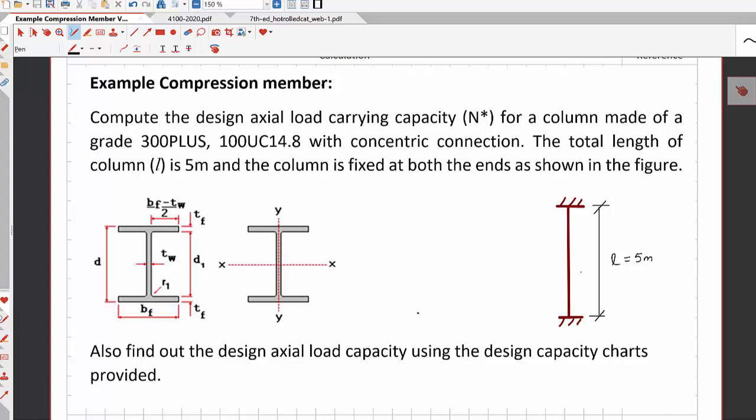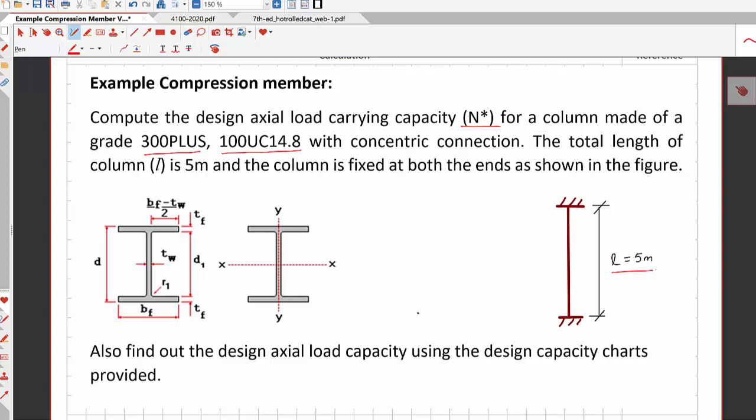In this video, we'll be looking at the example for the compression member on how we can find the capacity of the compression member. Now, in this problem, we have to find the design axial load carrying capacity, that is N star, for a column made of grade 300 plus steel. And we have a 100 UC 14.8 section with the concentric connection, and the total length of the column is 5 meters.